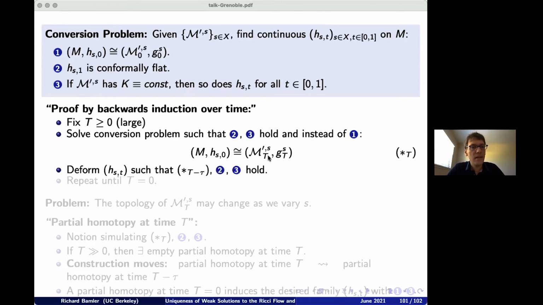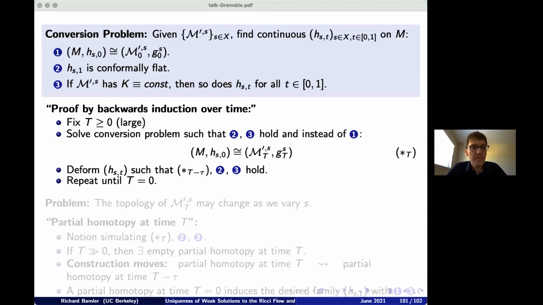And then there might be a way of deforming this HST such that instead of this property, we have the property where t is replaced by t minus tau, where tau is some small uniform constant. So if we can say that whenever such an HST exists at time t, then we can also construct an HST for time t minus tau, and just by repeating this until we hit t equal to 0, we would solve the desired conversion problem.